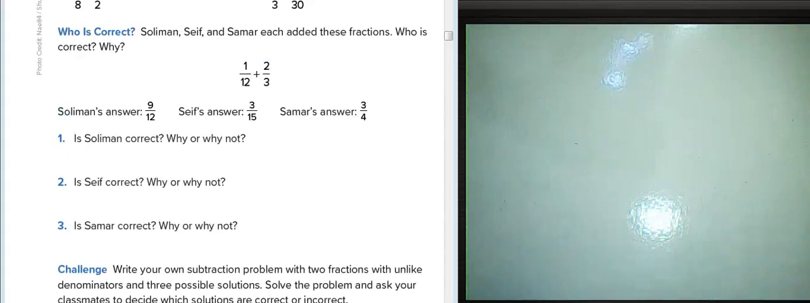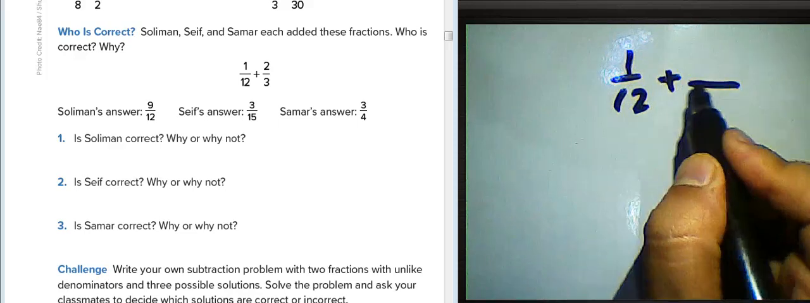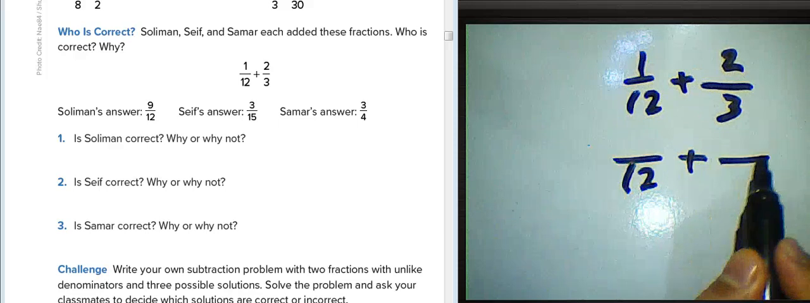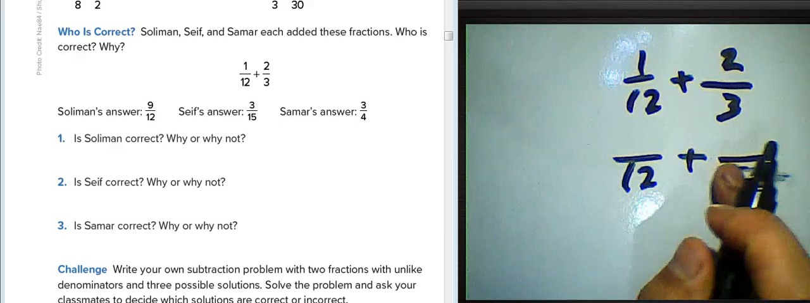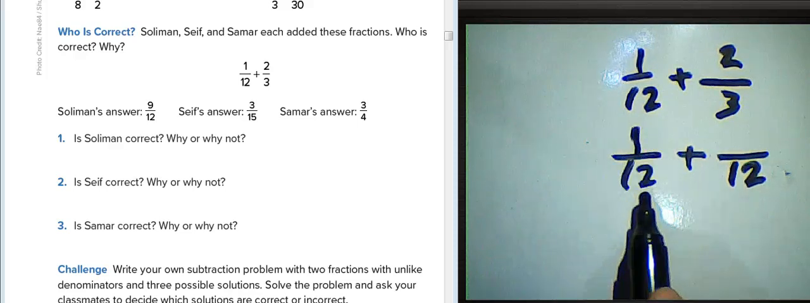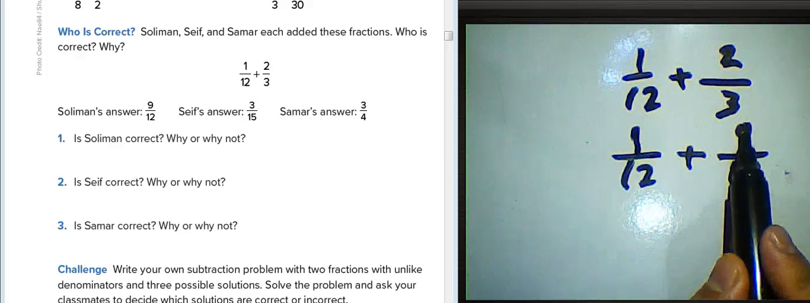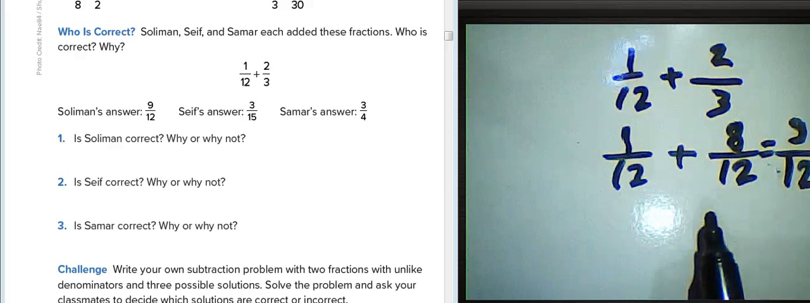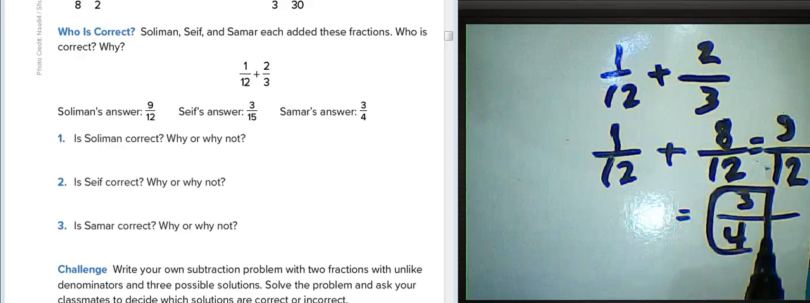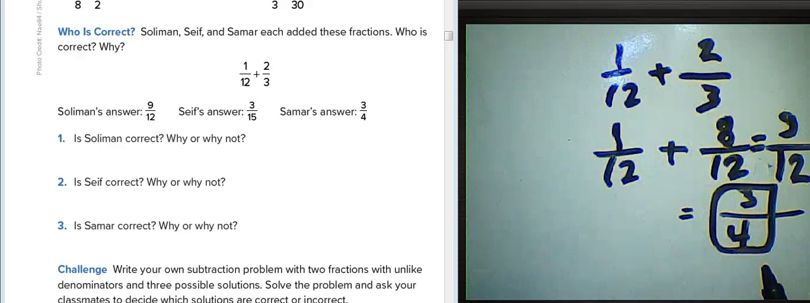Who is correct? Sulaiman, Saif, and Summer each added this fraction. Who is correct, and why? 1 over 12 plus 2 over 3. First, we find the least common multiple between them, which is 12. 1 over 12 stays, and 3 times 4 equals 12, 2 times 4 equals 8. The result will be 9 over 12. We can simplify it by dividing by 3. It will be 3 over 4. This is the result of this example, 3 over 4.